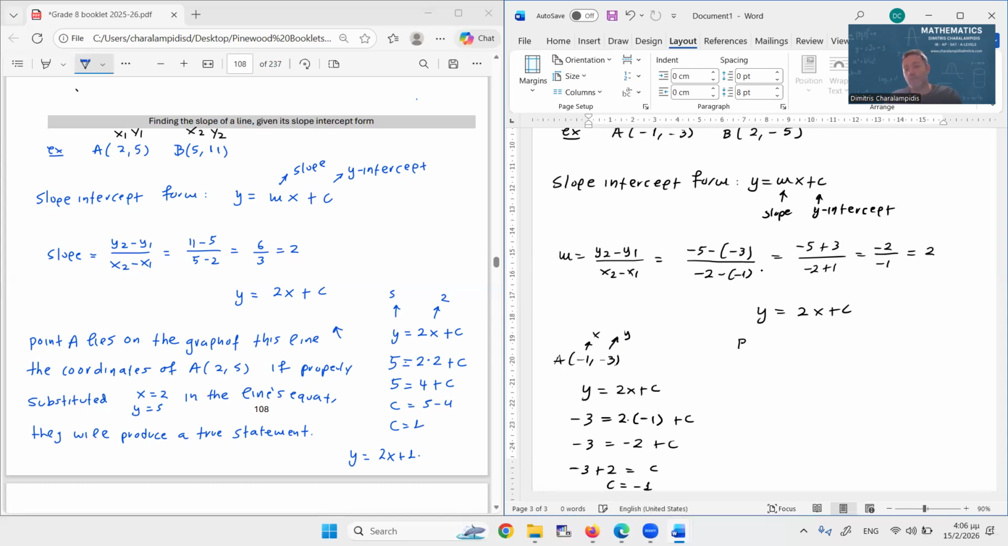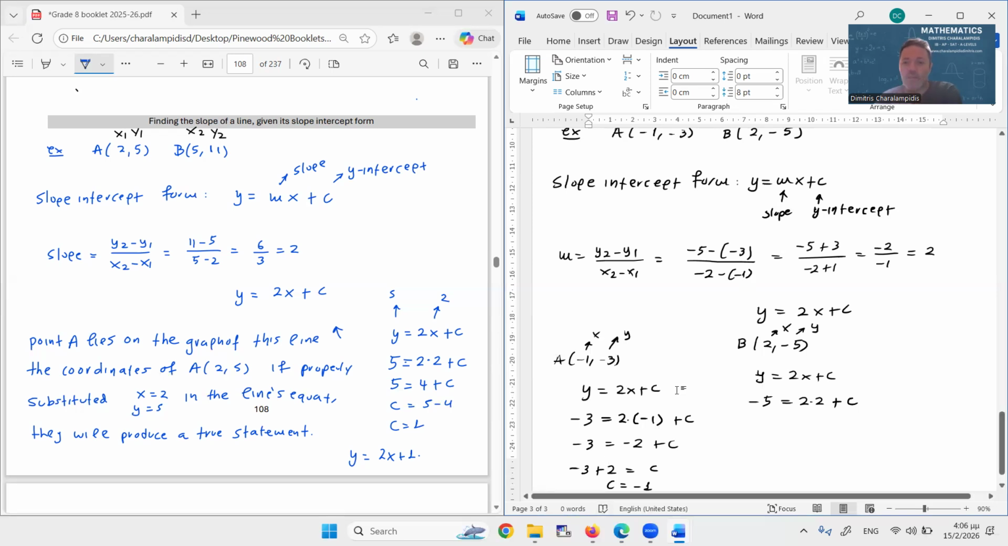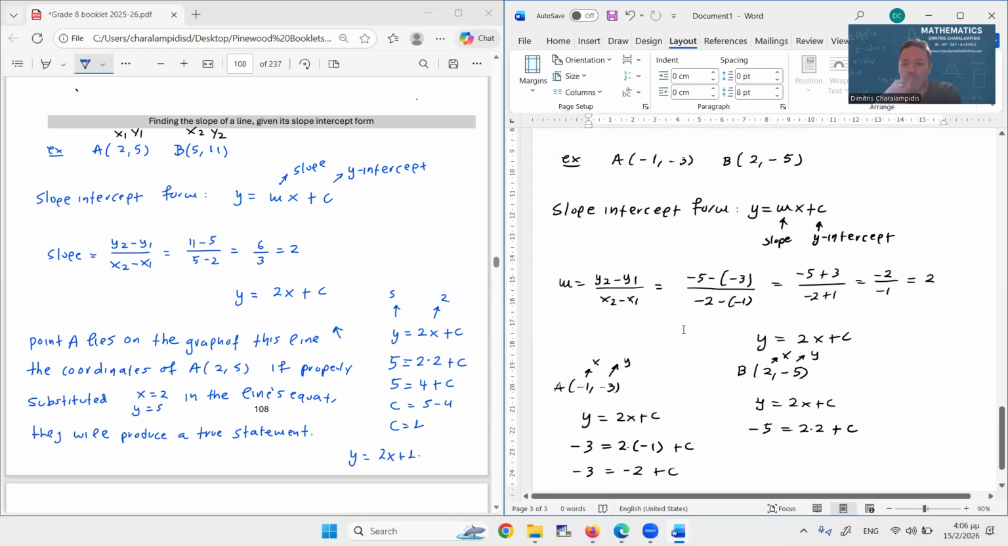Let's now use the coordinates of B, 2 and -5. X should be 2, y should be -5. So the y equals 2x plus c will now turn into -5 is 2 times 2 plus c. Hold on. Did I make any mistake here? It's 2 times -1, it's -2, -3, -1. Let me see something. It's -5 minus -3 plus -2.